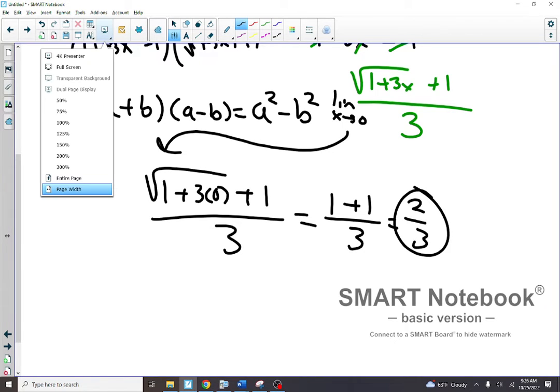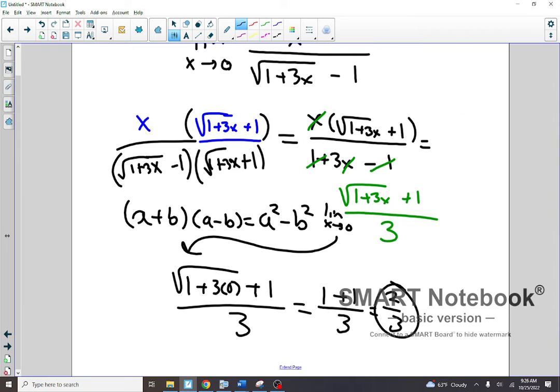Can you scroll up? I'll zoom it out so then I think the whole thing will show. How'd you cross out that x? This x? Yeah. So after I cross out these, 1 is a negative 1, I just have 3x on the bottom. Oh, I see. Then I can cross out vertically the x's.